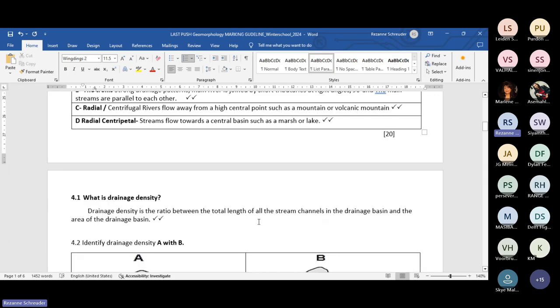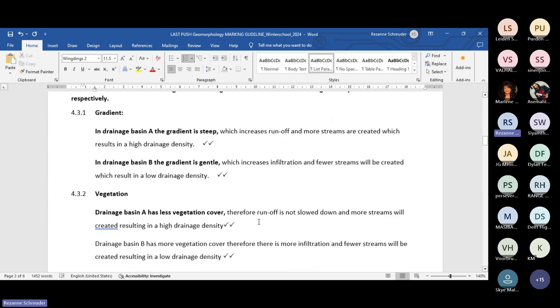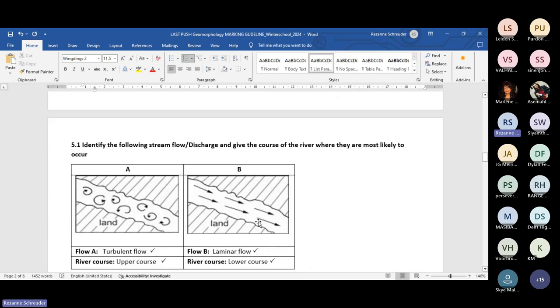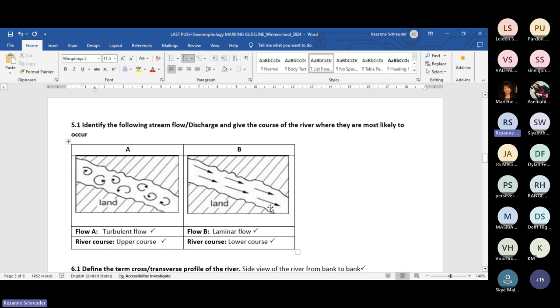Then what I would like to point out with question 5, just quickly, is that sometimes we can ask you concepts in a different way. So over here, it says it's a stream flow or discharge of the river, and where they would likely occur. They tell us that over here where we have the lines, we have land and it has to be a river. So it means that the water is not flowing smoothly. Therefore, it is a turbulent flow, and we will find that in the upper course where the erosion is still quite rough. The velocity is also strong.